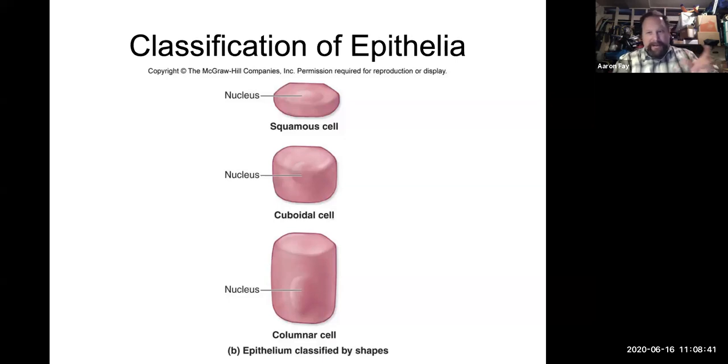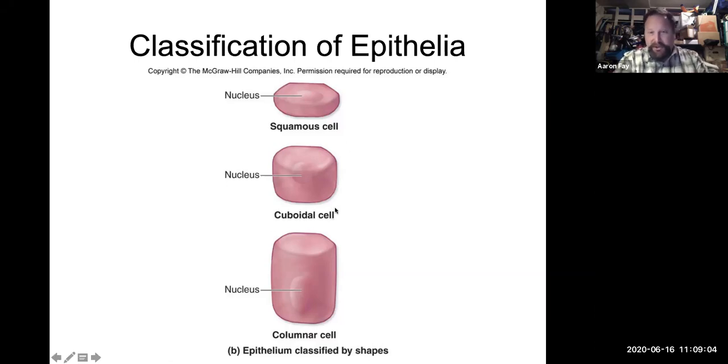Now, is there a gray area between cuboidal cells and columnar cells? Are you going to get some columnar cells which are kind of short and they're about as tall as they are wide, and a couple of cuboidal cells which may be stretched out a little bit? Is there a gray area in between? Yeah, unfortunately. However, there is a way to tell the difference, and the key is to look at the nucleus.